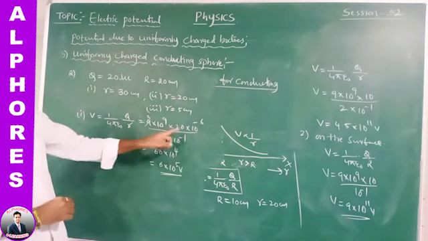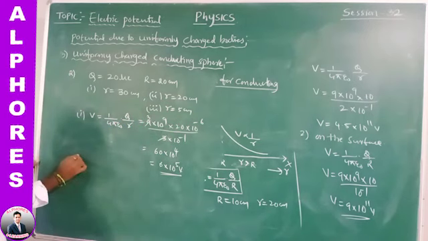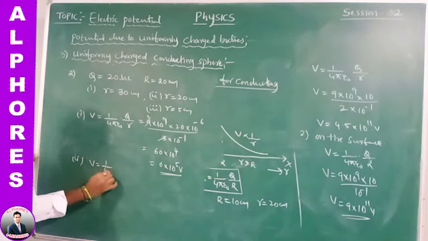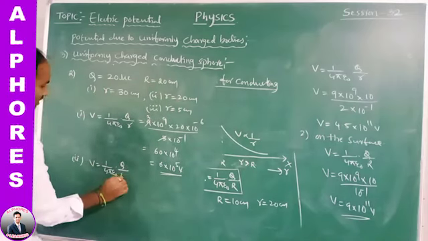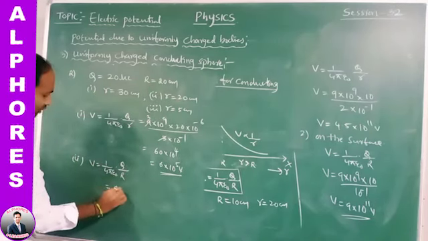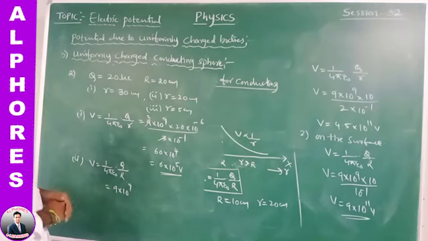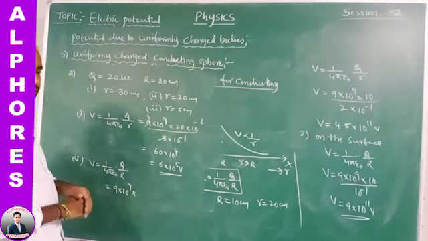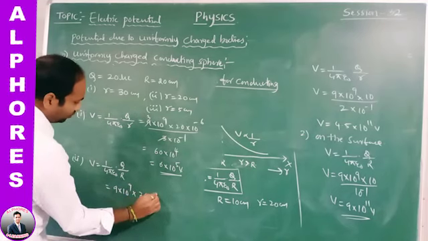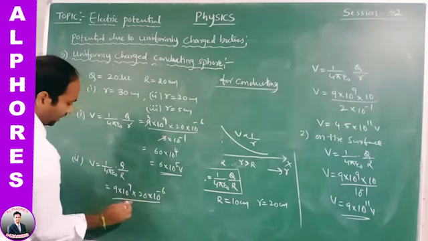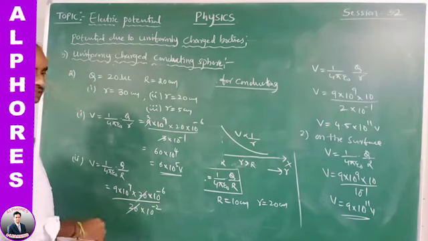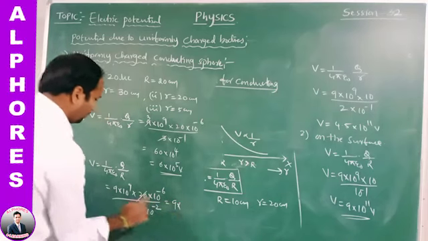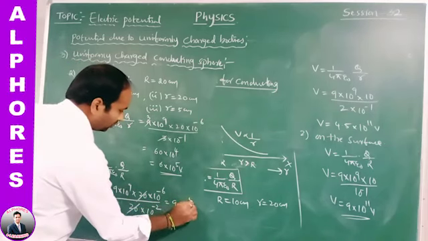Next, the second one. At a distance of 20 centimeters, V is equal to 1 by 4 pi epsilon naught, capital Q by r. 20 centimeters means on the surface, that is 9 into 10 to the power of 9. Capital Q is 20 microcoulomb, 20 into 10 power minus 6, and again 20 centimeters, 20 into 10 power minus 2. 20 gets cancelled, which gives 9 into 10 power 3 plus 2, 9 into 10 to the power of 5 volts.